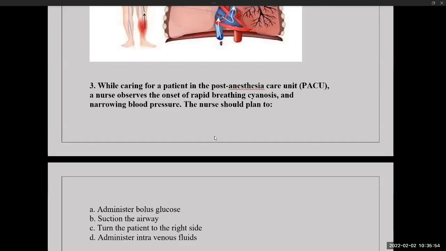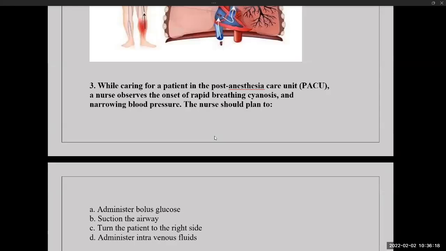While caring for a patient in a post-anesthesia care unit, a nurse observed the onset of rapid breathing, cyanosis, and narrowing blood pressure. The nurse should plan to: administer bolus glucose, suction the airway, turn the client to the right side, or administer intravenous fluid. Remove the wrong answers first, then select the answer.